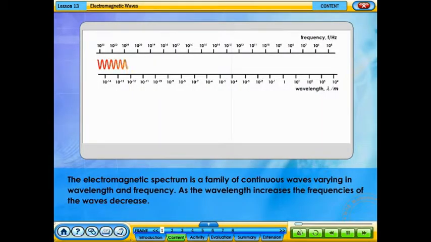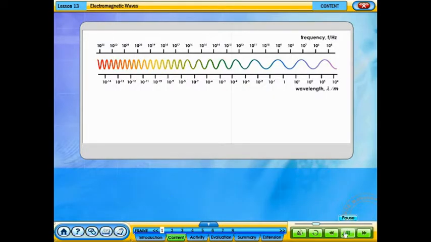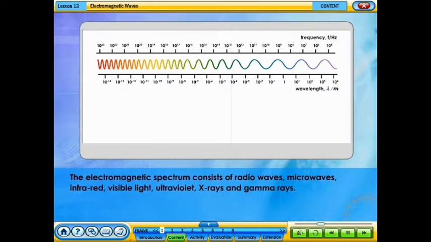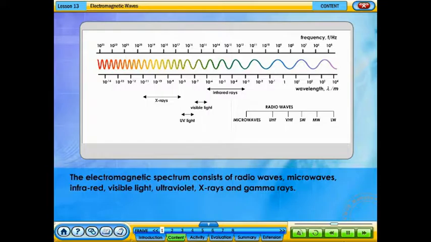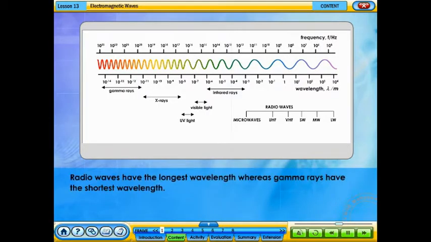The electromagnetic spectrum is a family of continuous waves varying in wavelength and frequency. As the wavelength increases, the frequencies of the waves decrease. The electromagnetic spectrum consists of radio waves, microwaves, infrared, visible light, ultraviolet, X-rays, and gamma rays. Radio waves have the longest wavelength, whereas gamma rays have the shortest wavelength.